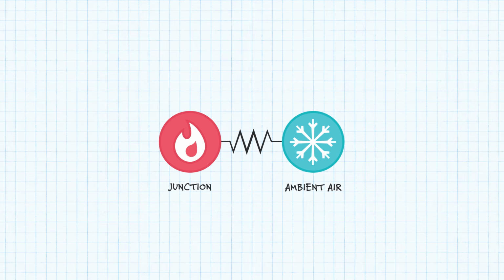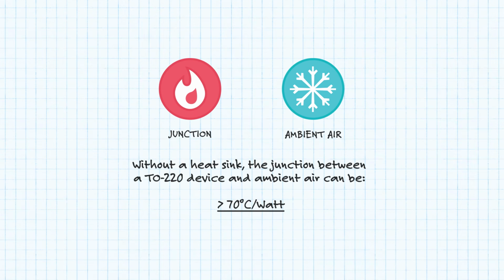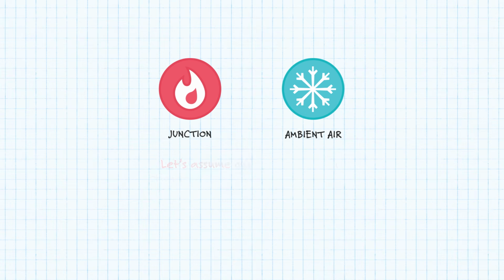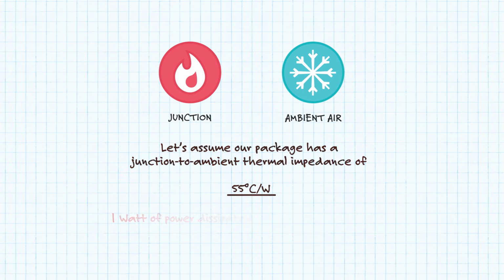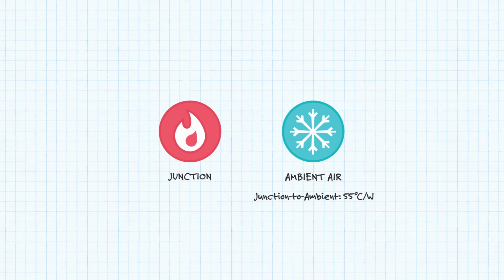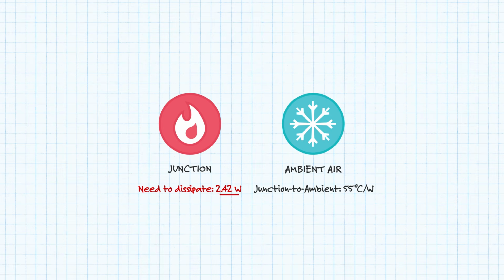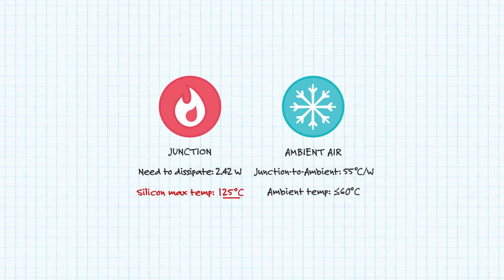impedances between junctions. Without a heatsink, the junction between a TO220 device and ambient air can be upwards of 70 degrees Celsius per watt. For our example, we'll assume that our package has a junction to ambient thermal impedance of 55. Again, this means that the junction temperature will increase 55 degrees above ambient temperature for every watt of power dissipated. Let's establish the rest of the assumptions and then do the math. We'll arbitrarily say we need to dissipate 2.42 watts. Our ambient temperature will be no greater than 60 degrees Celsius, and we need to keep the silicon below 125 degrees Celsius.